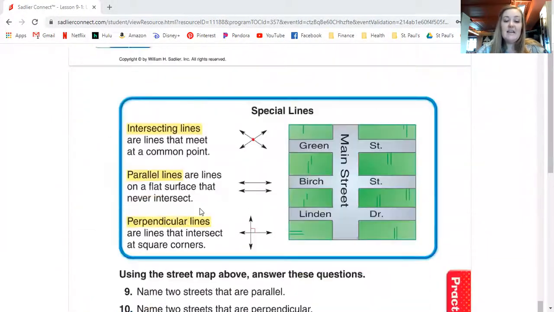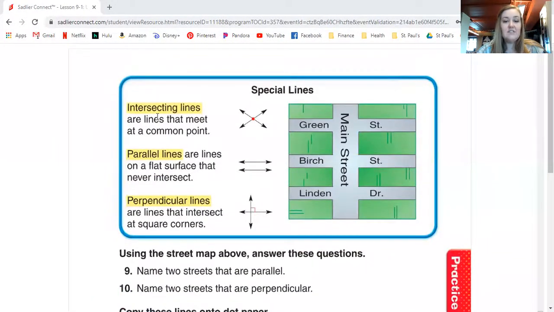If you go to the next page, 305, it talked about a few different types of lines. So think about a crossing street. We talked about Dallas and Manchester and how they intersect. So intersecting lines meet at a common point, like it says here. Parallel lines are like two things going side by side. And then perpendicular lines intersect at square corners. So there's your first few reminders on lesson 1.